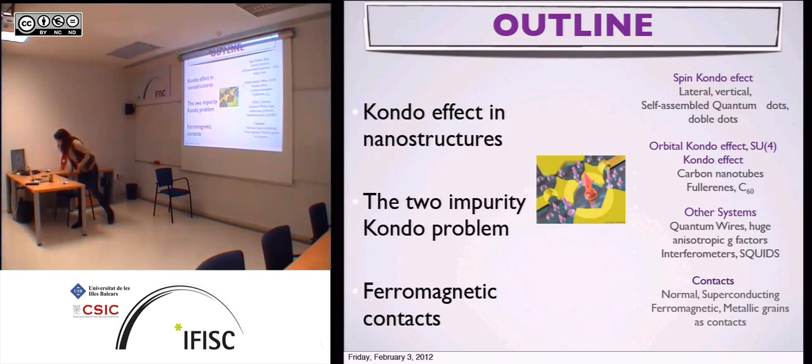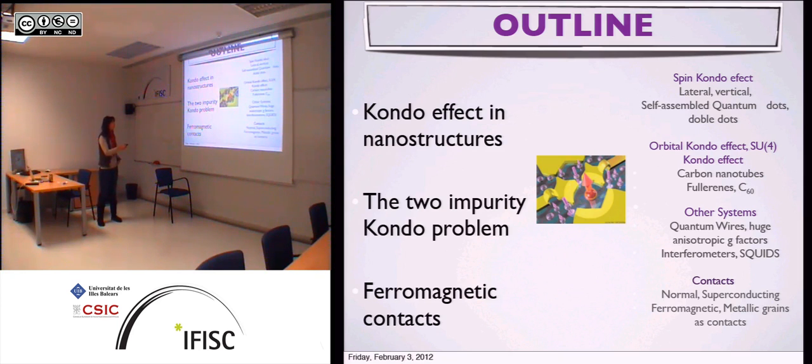Then the outline is as follows. The first is to talk about the Kondo effect in nanostructures. I will try to motivate, as I said, why the Kondo effect is important. And then I will introduce why we study two Kondo impurities, not only one but two. And finally, I will end up with a recent work on ferromagnetic contacts. I will explain the role of the ferromagnetic contacts in the Kondo effect and how we model ferromagnetic contacts.